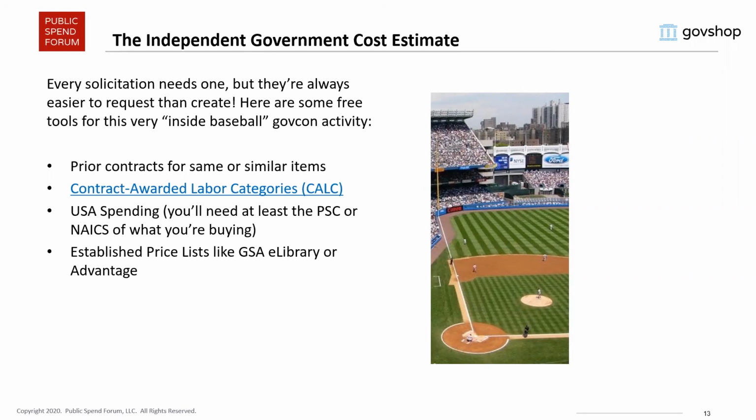You can also look at established price lists like the GSA eLibrary or Advantage. The CALC tool is a GSA tool, but like I said, it's labor categories. So if you're looking for price lists on products and services, GSA eLibrary, not a bad place to start. Industry catalogs, also a good thing to look at as well.